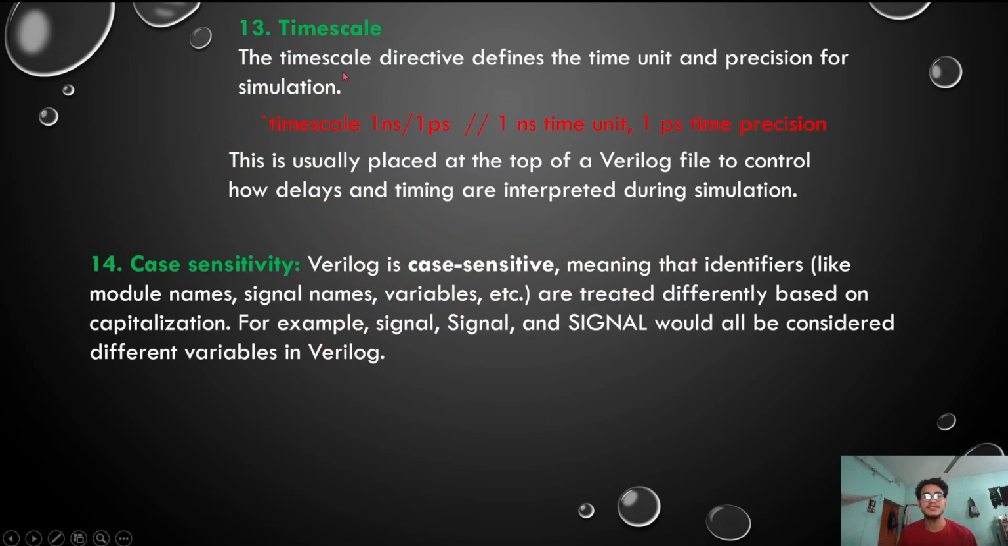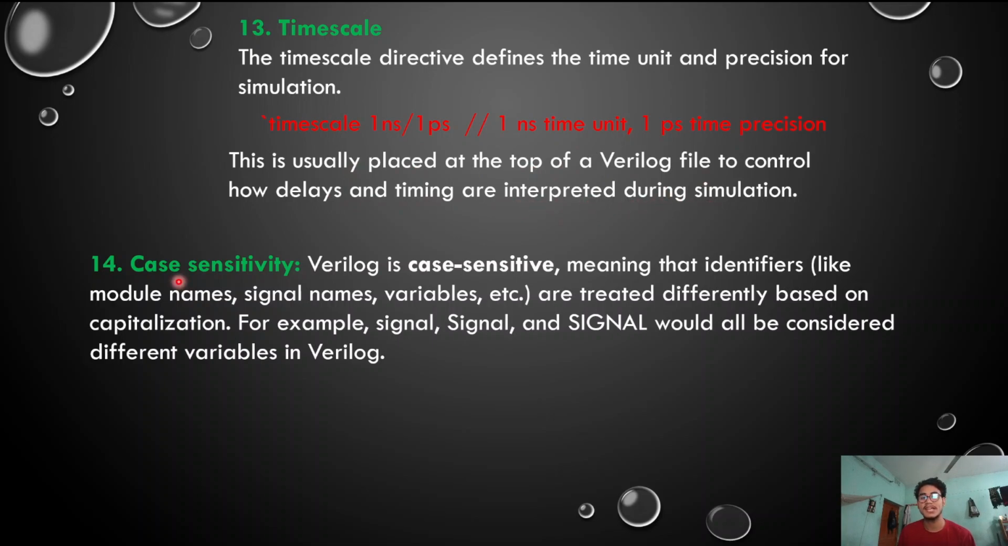Next one is timescale. The timescale directive defines the time unit and precision for simulation. For timescale, we have to write backtick timescale 1 nanosecond / 1 picosecond. It means 1 nanosecond time unit and 1 picosecond time precision. This is usually placed at the top of a Verilog file to control how delays and timing are interpreted during simulation.